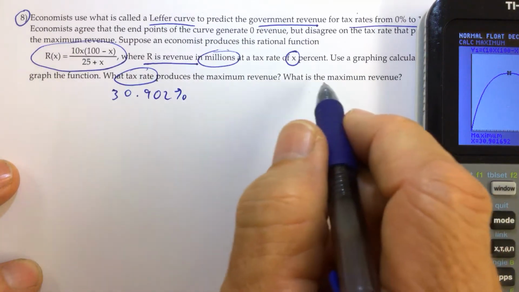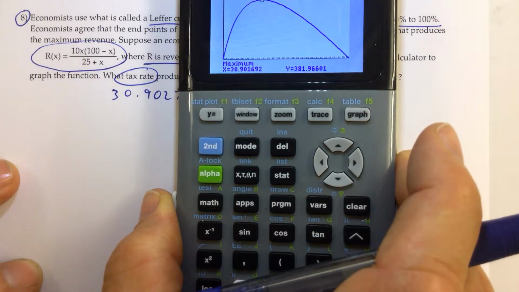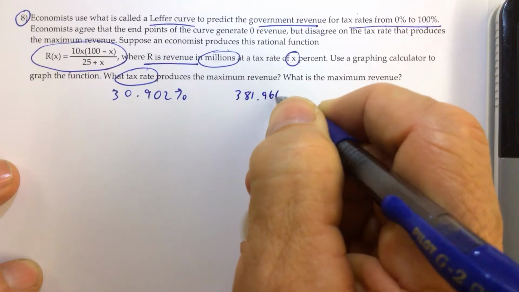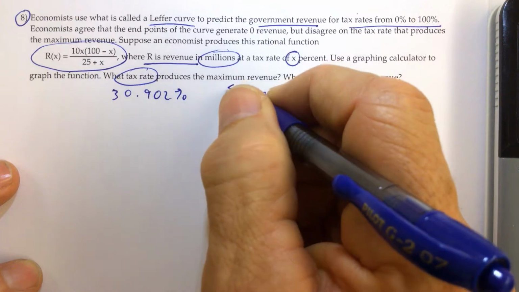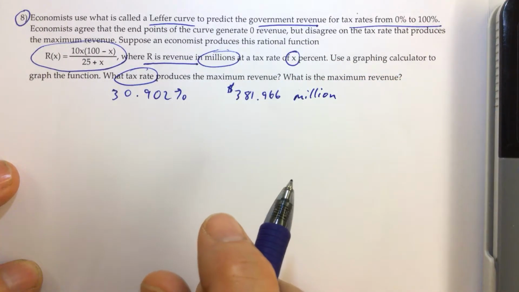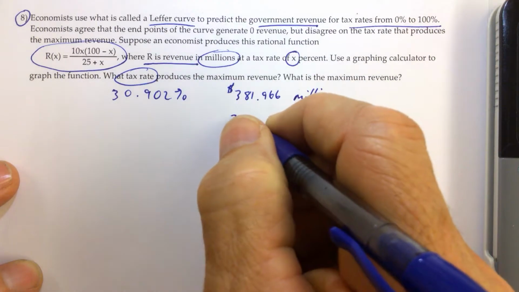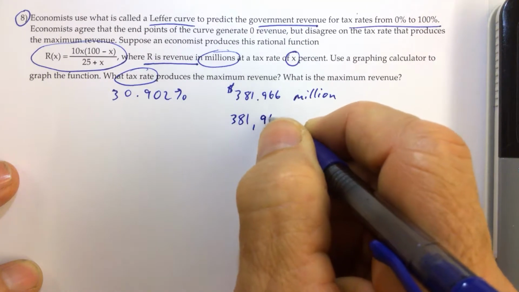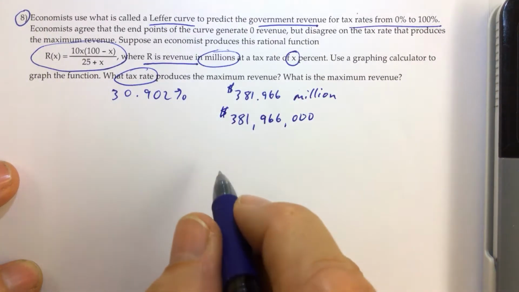And then we have, what is the maximum revenue? Well, that's the Y coordinate. That's 381.966. So we have $381.966 million. Million, so that's how we'll write that. And if we want to write that without the decimal, we can just write 381,966,000, and we can write it like that. So that's how we can write it.